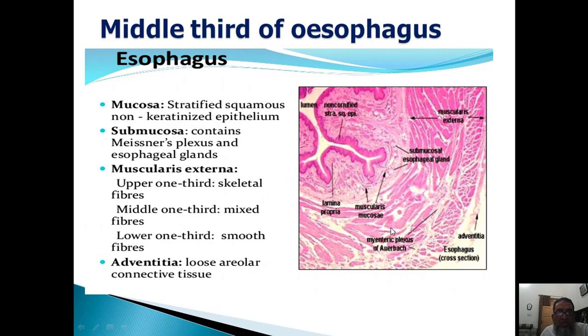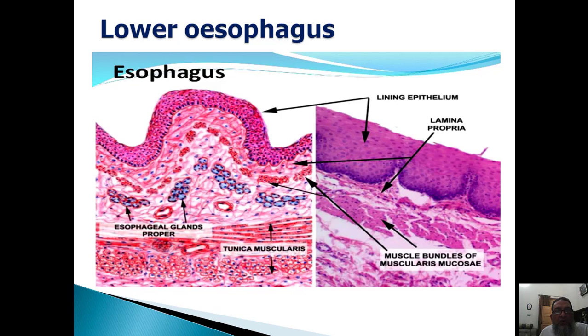The adventitia is the loose areolar connective tissue. Still, serous lining is not present because the peritoneum is not attached to the esophagus in the middle third. So the outermost covering is the adventitia. This is the middle third part. The lower third is the esophagus.